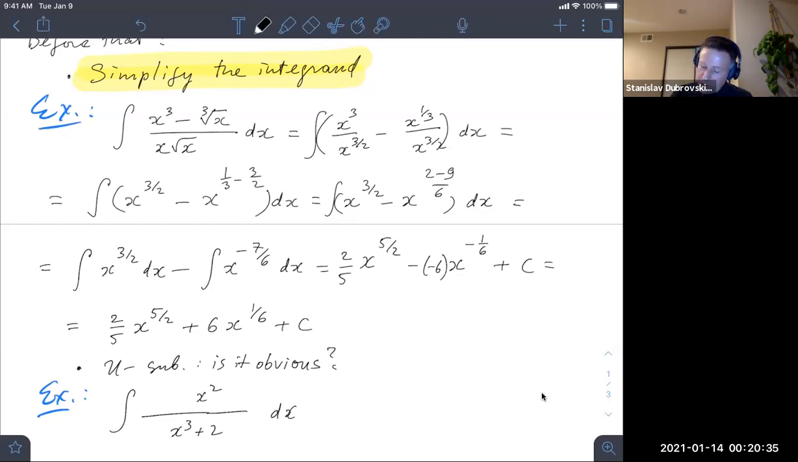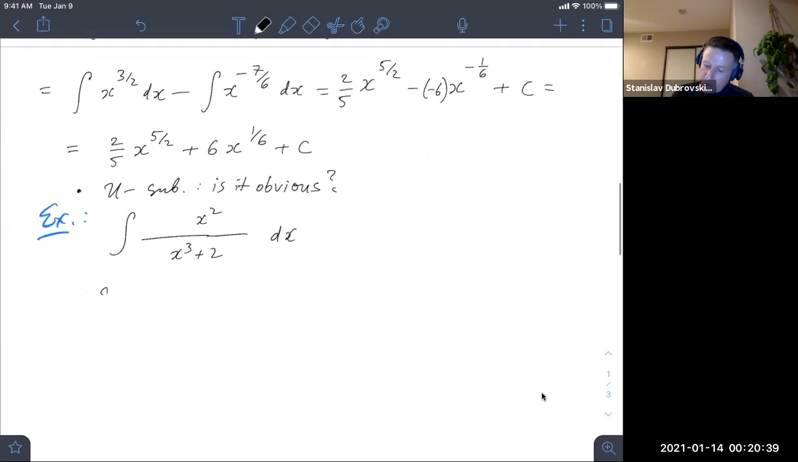So is it obvious? What should be your u here? Of course, the bottom expression x cubed plus 2. Right, du is 3x squared dx. And pretty much you see that on the top, up to this 3, which is missing, but you really need it. You can create it.